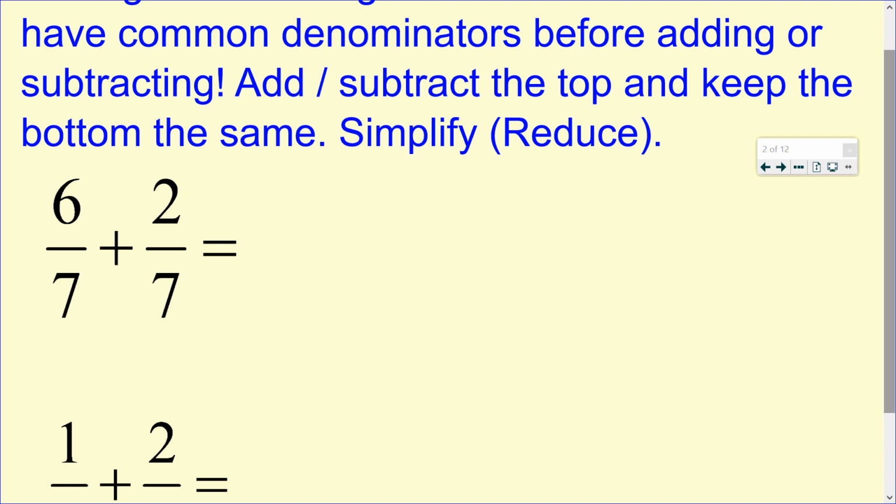I heard somebody say 8/7. Good. Okay, so numerator, we're adding those together, gives me an 8. Denominator 7 and 7 stays a 7. So I have 6 pieces of something, another 2 pieces of that same thing, gives me 8 total pieces.